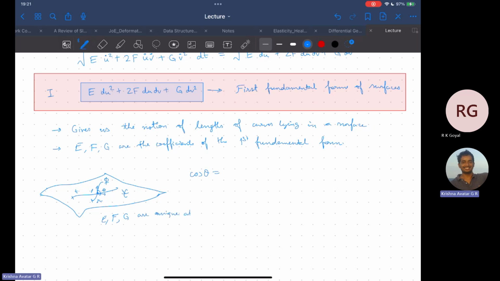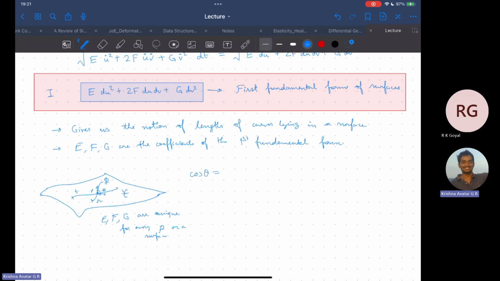Unique for every point p on a surface. No matter what curve is passing through that point, doesn't matter, right?